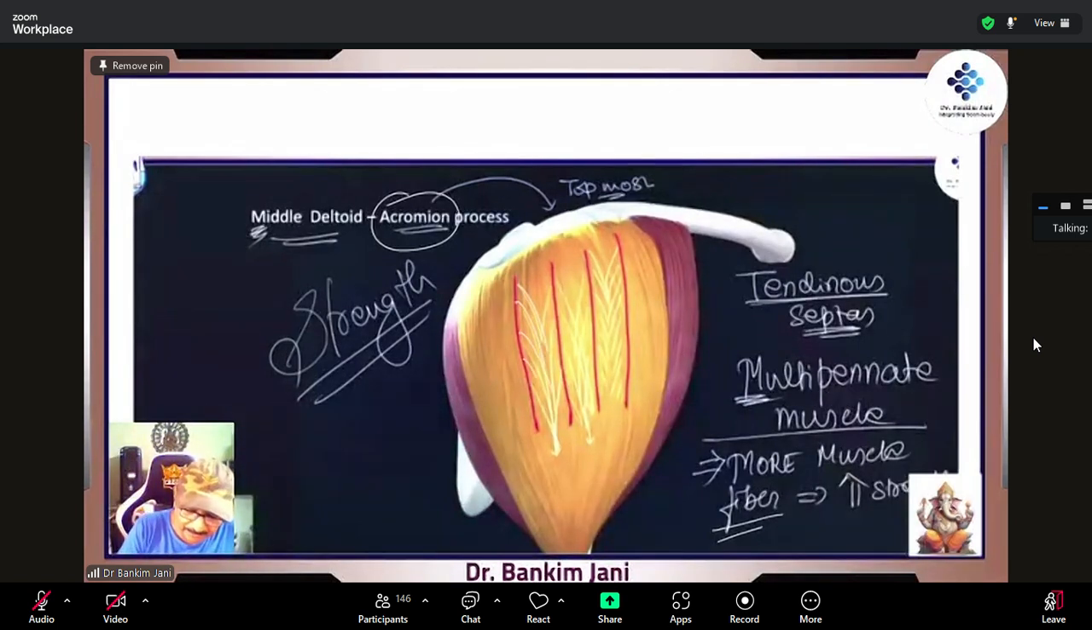This is called a multipennate muscle because when the tendons are in between, from every tendon, fibers keep on coming. So this will look as if it has multiple feathers. So this is like a multipennate muscle. More fibers means higher strength. So that is the middle deltoid.